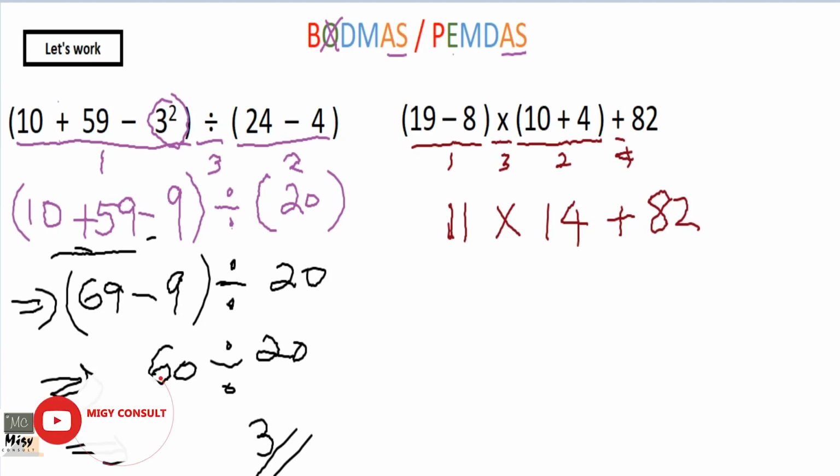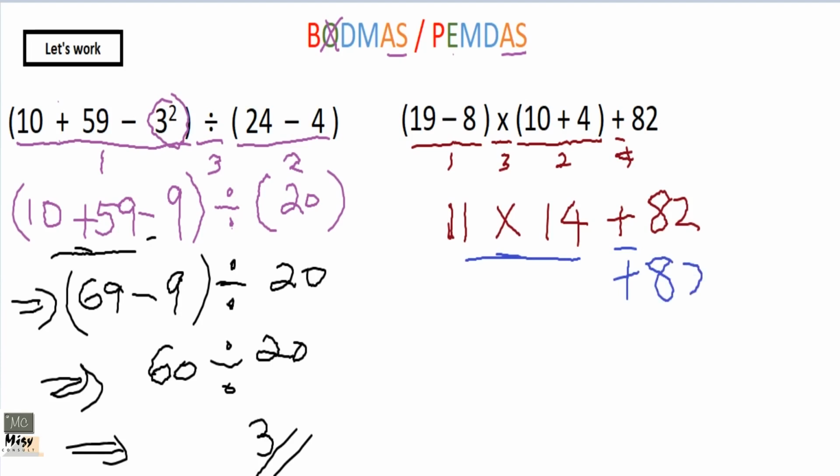We have two signs, addition and multiplication, but based on our instruction, multiplication comes before addition. So we do the multiplication first, which is 11 times 14, and then the addition.